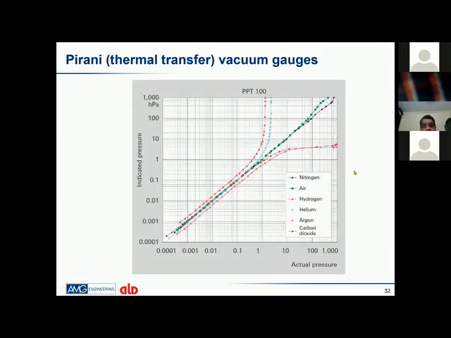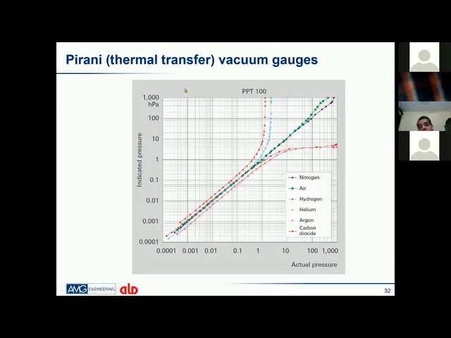When we are using a Pirani gauge, we have to make sure which gas we are using it for. Is it for nitrogen, argon, or helium? Because everything has a very different conductivity at that level. This graph shows the actual pressure versus the indicated pressure. Up to 1 millibar everything correlates. But above 1 millibar, nitrogen and air follow this straight line, while hydrogen and helium do not, and similarly argon and carbon dioxide do not.